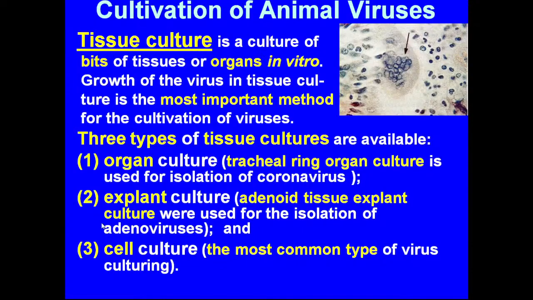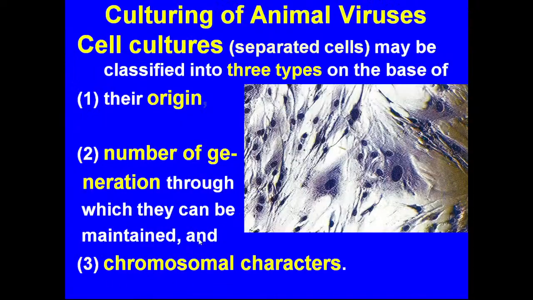Then the third way of viral growth is to grow it in tissues of humans or animals, or sometimes we use insect cells, right? For those viruses that can be transmitted with vectors like mosquitoes or ticks or whatever. So, out of different tissue cultures, the cell culture is the most common type of culturing.